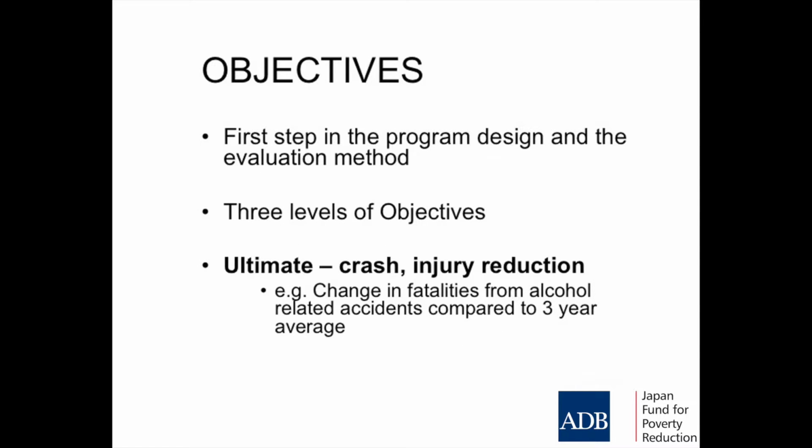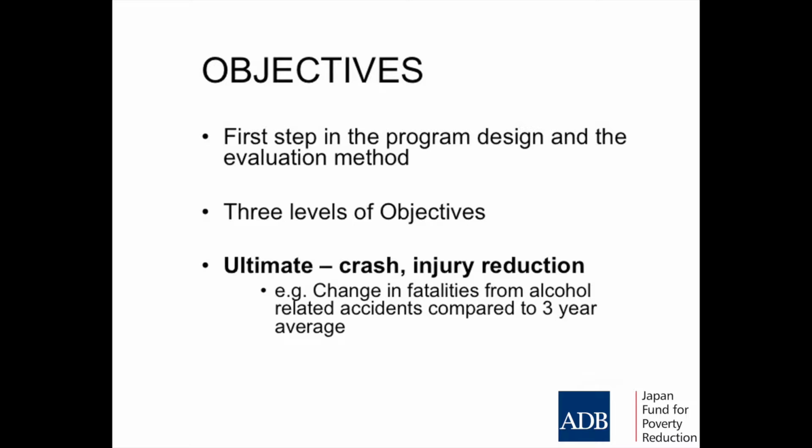The first step in any evaluation is the objectives. I've been hammering you about objectives, but I don't resile from doing that. It is the most important thing. For community programs in detail, there are 3 levels of objectives you might want to consider. And the first is what I call the ultimate level, the outcome of the program as a whole. And that's usually the assessment of crashes on the road or injuries resulting from crashes on the road.